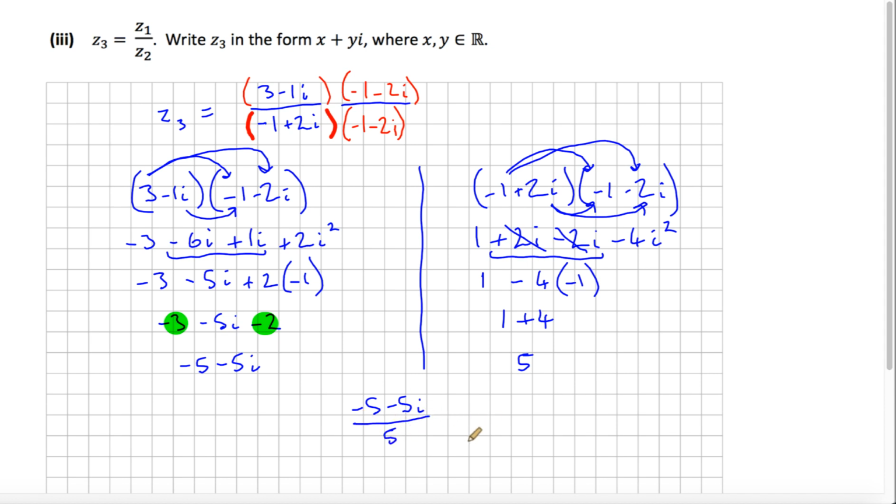Okay, so we can simplify this because we can divide everything by 5. So 5 into 5 goes once, 5 into minus 5 goes minus 1, and 5 into minus 5i goes minus 1i. So the answer then is minus 1 minus 1i, or minus 1 minus i if you like. And that is in the form x plus yi, where x and y are real numbers. So minus 1 and minus 1 are real numbers.